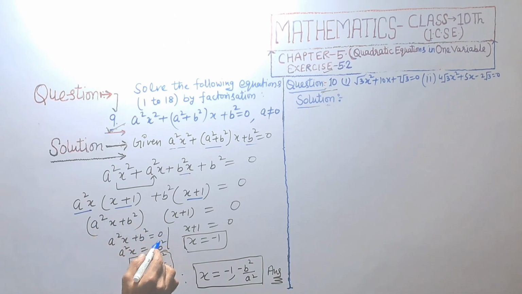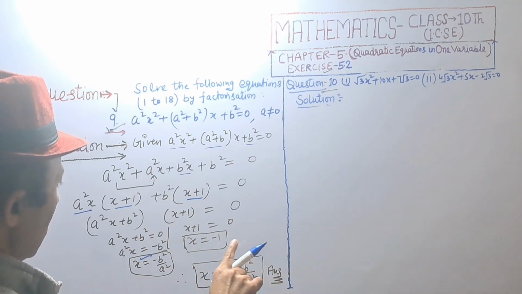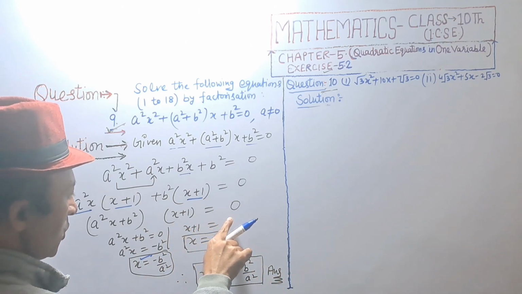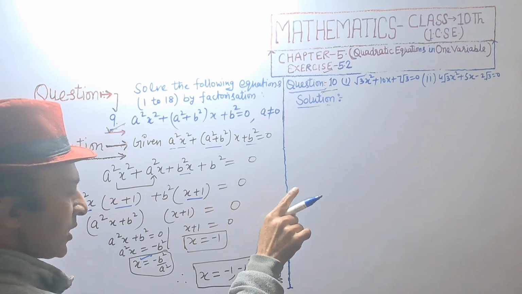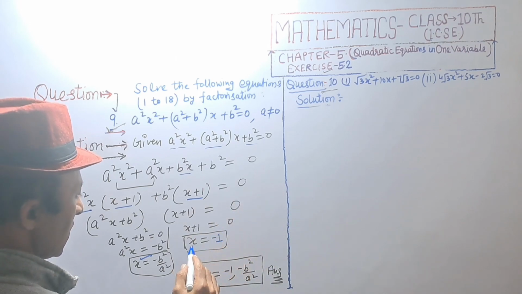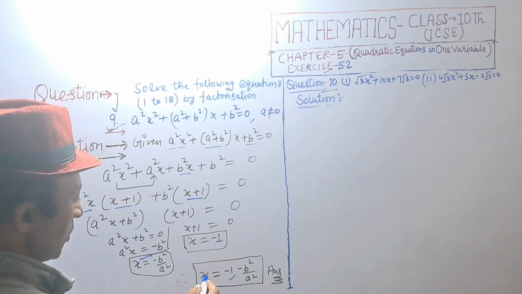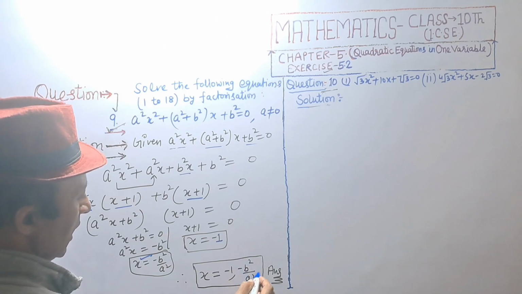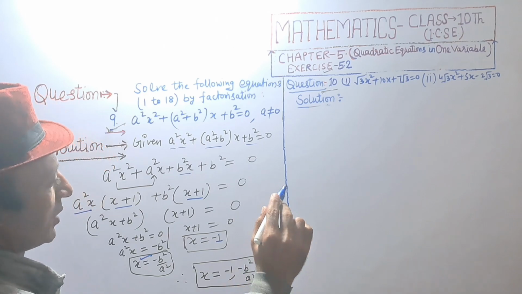a²x + b² equal to 0. a²x equal to negative b² on the right side, and we get the value of x equal to minus b² upon a². x + 1 equal to 0. We are shifting 1 to the right side. This will be negative 1, and we get the value of x is equal to minus 1, minus b² upon a². Answer.